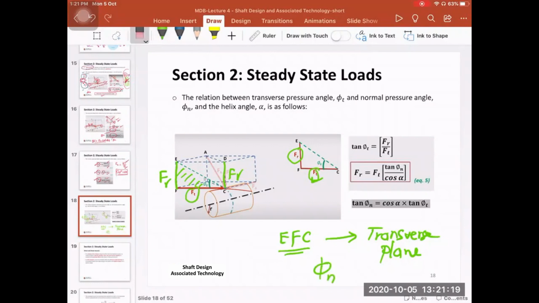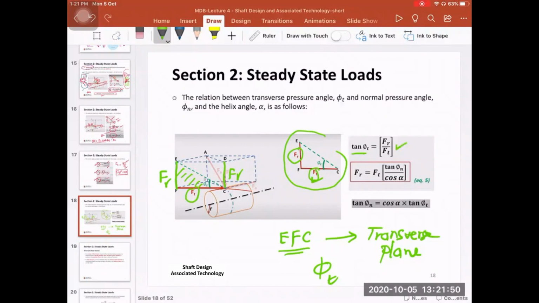It is called the transverse pressure angle. So for the helical gear, we have two pressure angles. One is the normal pressure angle in the normal plane, and one is the transverse pressure angle, which is in the transverse plane. And then based on this triangle here, you can find that tan phi t is equal to FR divided by FT.